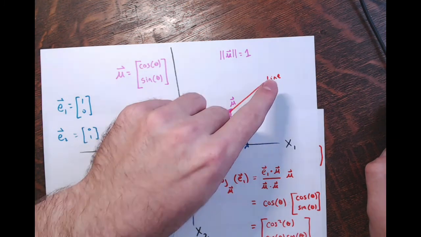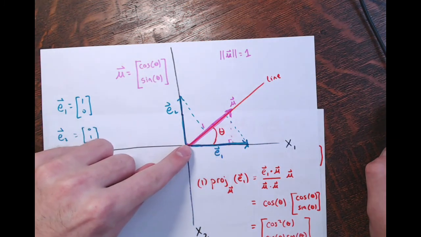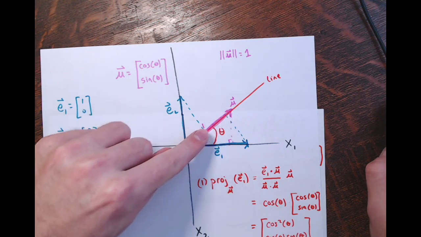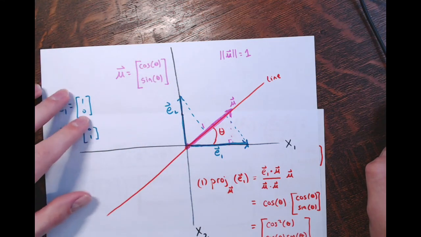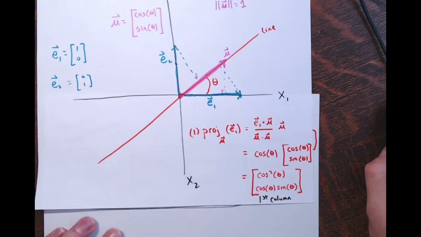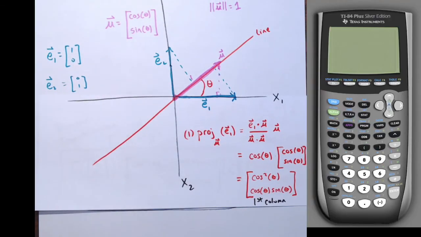If this is the line and this is 60 degrees, the unit vector that's in that direction would be the cosine of 60, sine of 60. Now the cosine of 60 was a half. Sine of 60 was square root of 3 over 2.